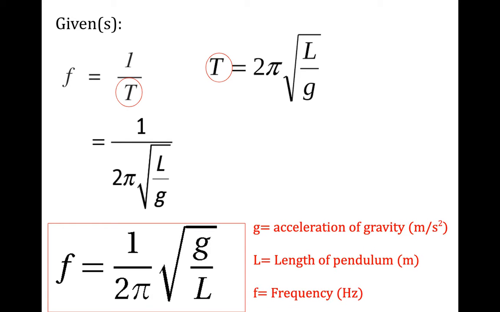where G is the acceleration due to gravity in meters per second squared, L is the length of the pendulum in meters, and lowercase f is the frequency of the pendulum in hertz. That is our new and our fourth equation that should also be added to your note card.